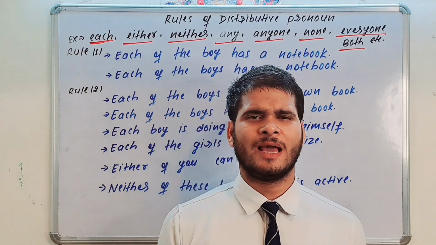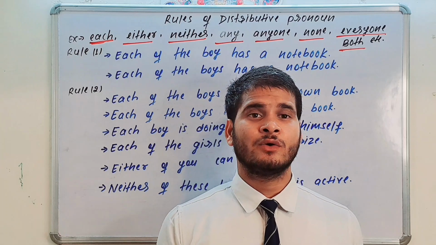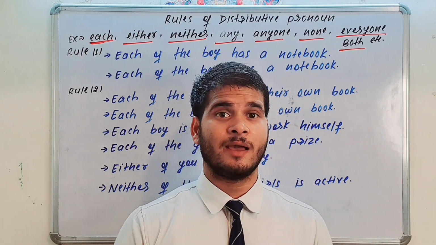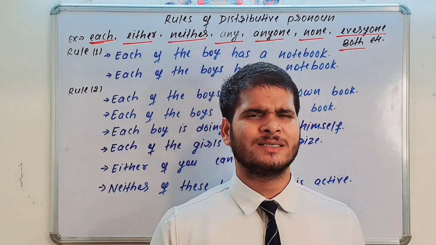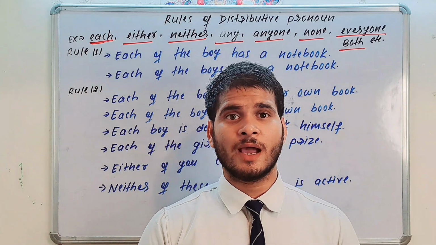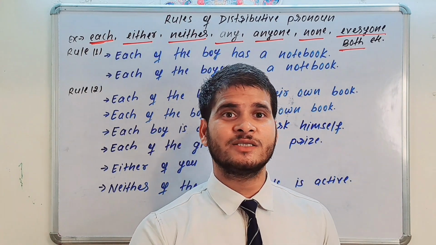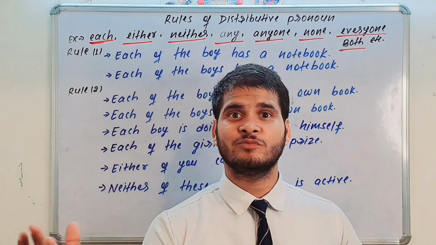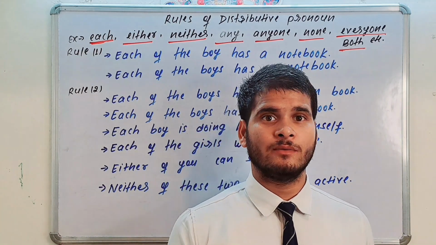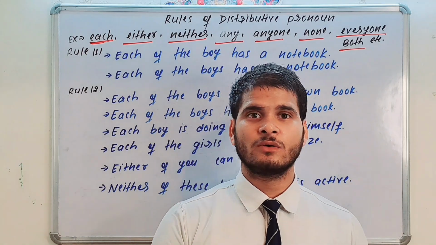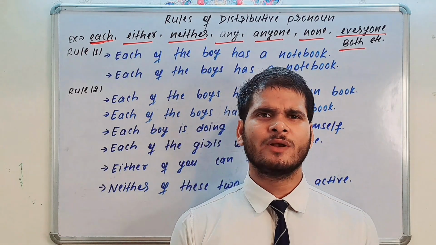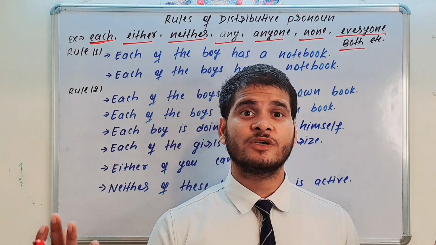And you know well that everything which has a specific name is called a noun. All the naming words in this world are nouns. So a distributive pronoun can distribute every noun. Now let's come to the first rule.